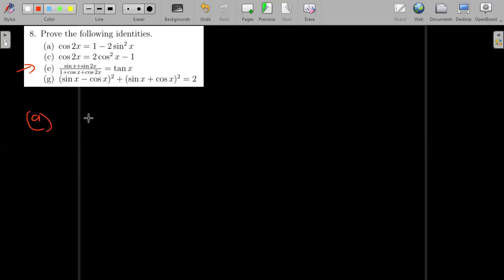The first one, they're saying prove that cos 2x is equal to 1 minus 2 sine squared x. For us to prove this identity, we are going to use what we call the double angle identity formula. We have 2 of them, the one for the sine and the one for the cosine.